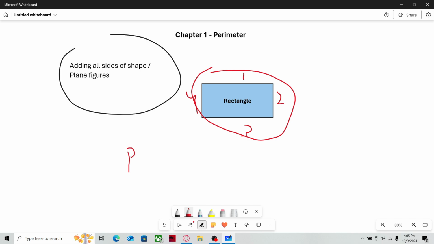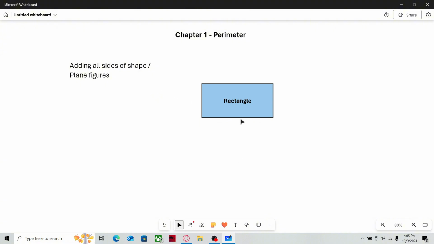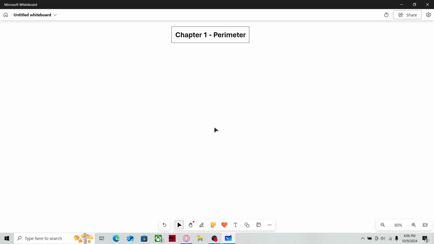So perimeter means you add these sides. For example, side number 1 plus side number 2 plus side number 3 and side number 4, and you will get the perimeter. Similarly, you can have various types of shapes with so many sides. You can have maybe 8 sides, 9 sides, 10 sides and so on. All you need to know is perimeter means adding all sides of a shape or plane figures. So let's move on to some basic shapes and how we find their perimeter.